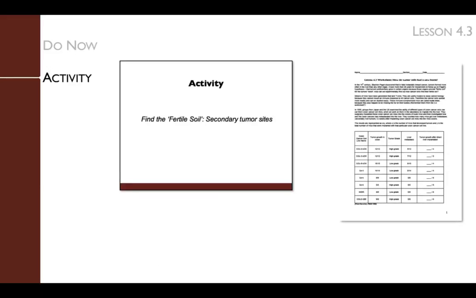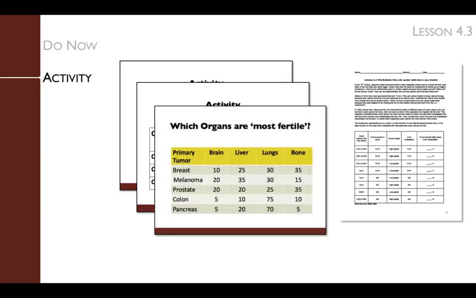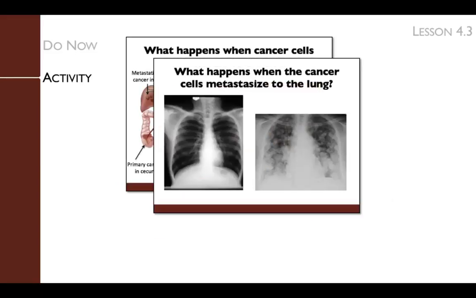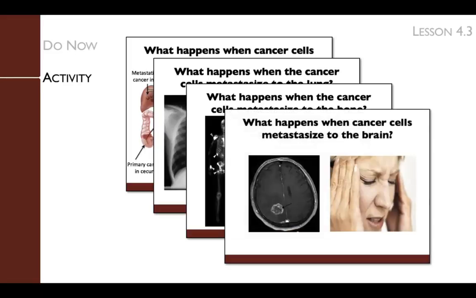Students will work in small groups, answering the questions on the lesson worksheet that demonstrate how different types of colon cancer cells or cell lines have different abilities to land in, survive in, and grow in the liver. Then they examine the 4 vital organs where secondary tumors most commonly develop. They consider the symptoms that are seen when cancer cells metastasize to these 4 organs.